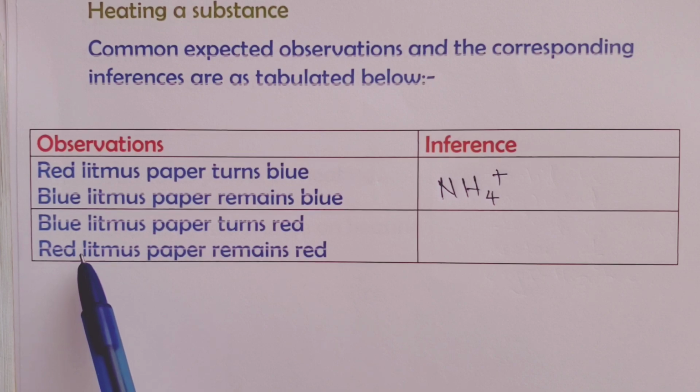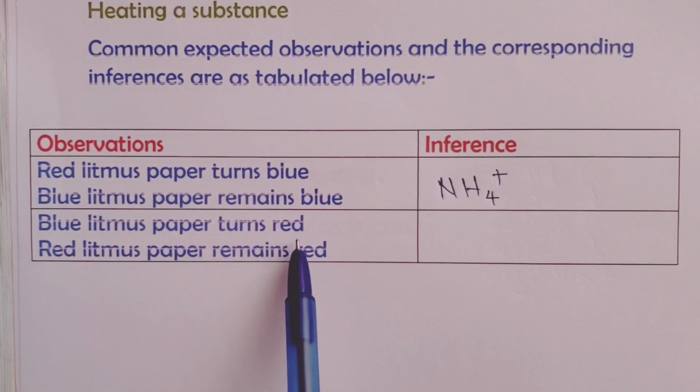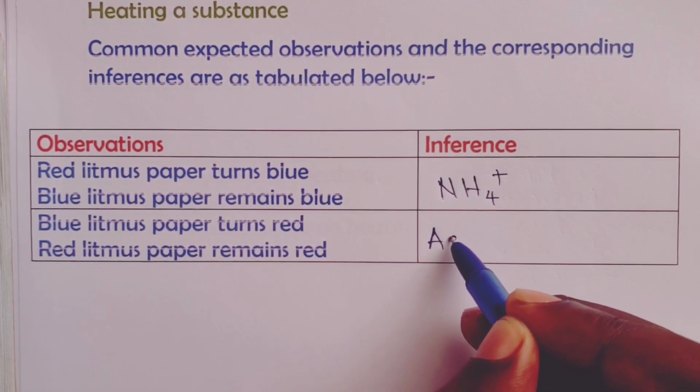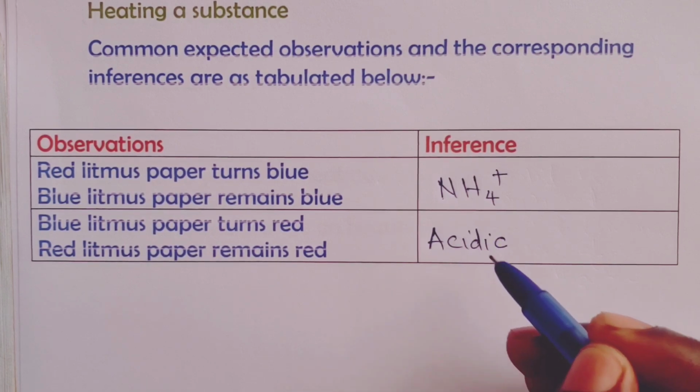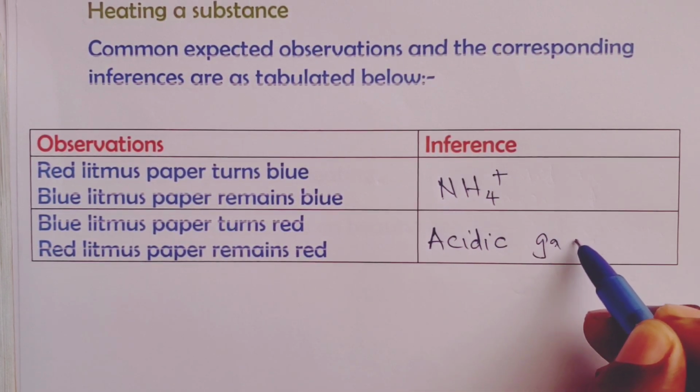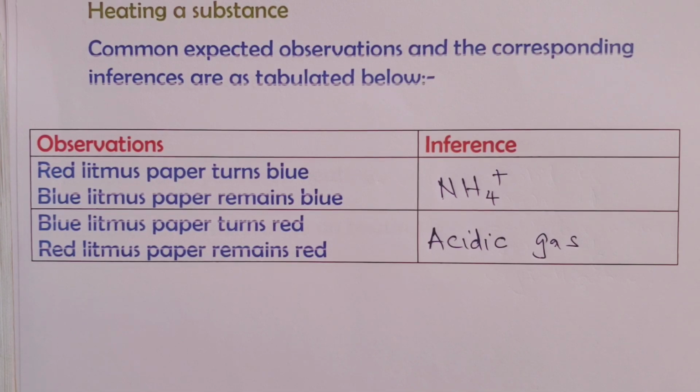Now, if this time round blue litmus paper turns red and red litmus paper remains red, this time round the substance actually produces an acidic gas, and because acidic gases are quite many, we will now allow a general inference that the gas being produced is acidic. We are still on expected observations and correct inferences that we are expected to make when heating substances.